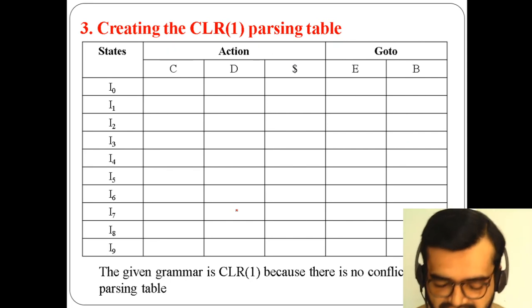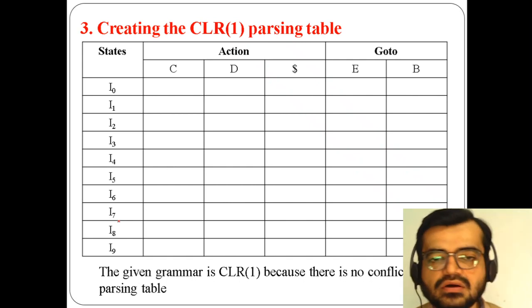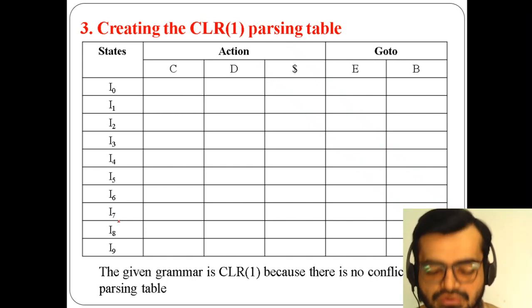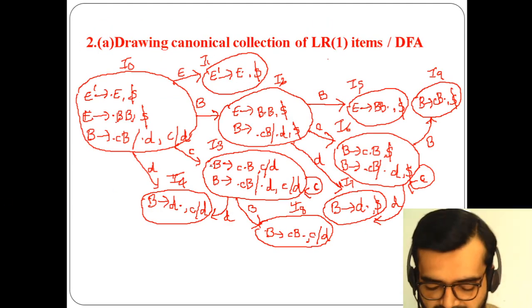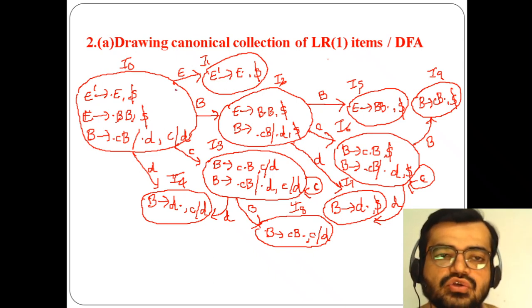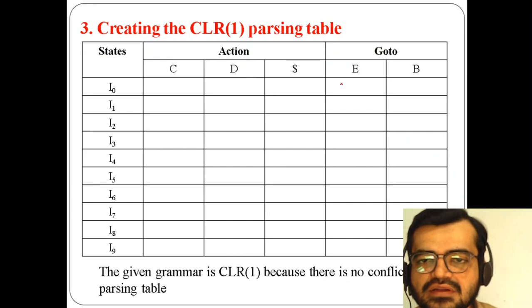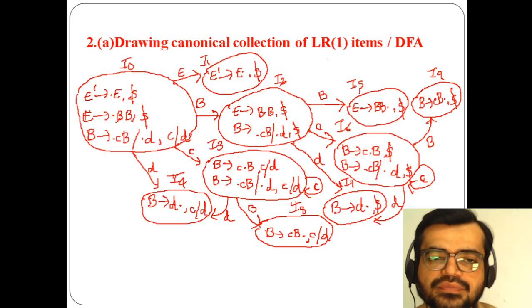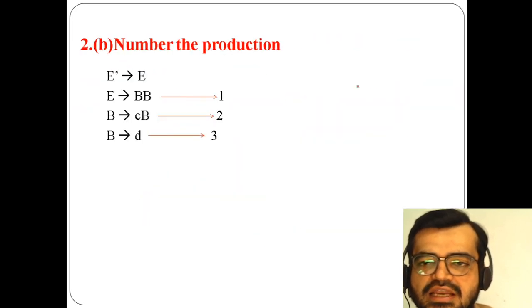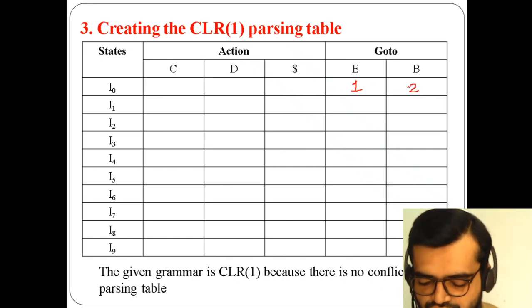In this parsing there are 10 states, I0 to I9. Using these states, first consider I0. From I0 to I1 we move with the help of E, and I0 to I2 with the help of B. I am writing 2 here instead of I2.